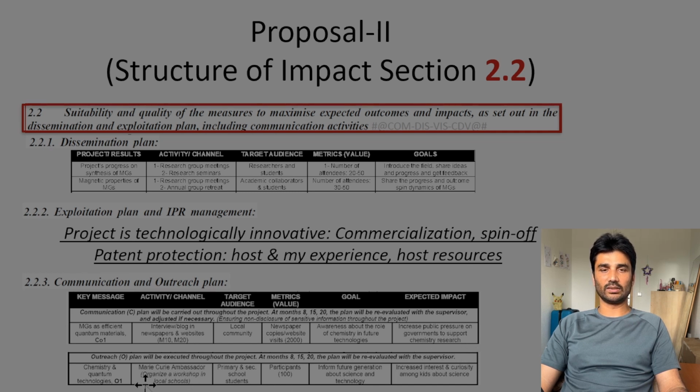Similarly, this was about what I will do for outreach. So chemistry and quantum technologies is a key message here. As a Marie Curie ambassador, what I will do is organize a workshop in local schools, so primary and secondary school students will be my audience. How much participation I expect, then what's my goal: inform the future generation about science and technology, and then the impact, increase interest and curiosity among children about the science. So this is how you manage.